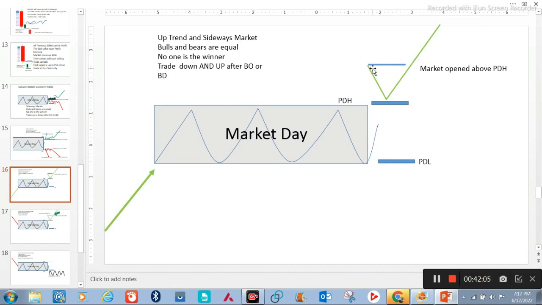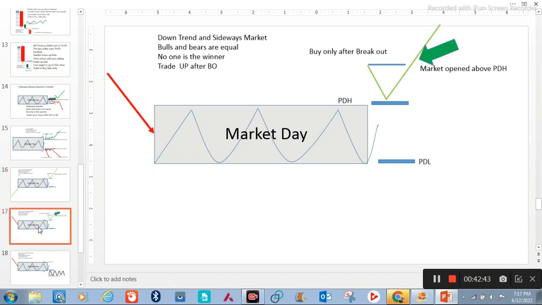Suppose the market is here, then sometimes the market will come down up to the previous day. In this portion we have to sell, and here again the market will take the support and go in the upside direction. If it opens here, wait for some time, it will come down and then take off on the upside. We can trade both ways. Trade down and up after breakout or breakdown.